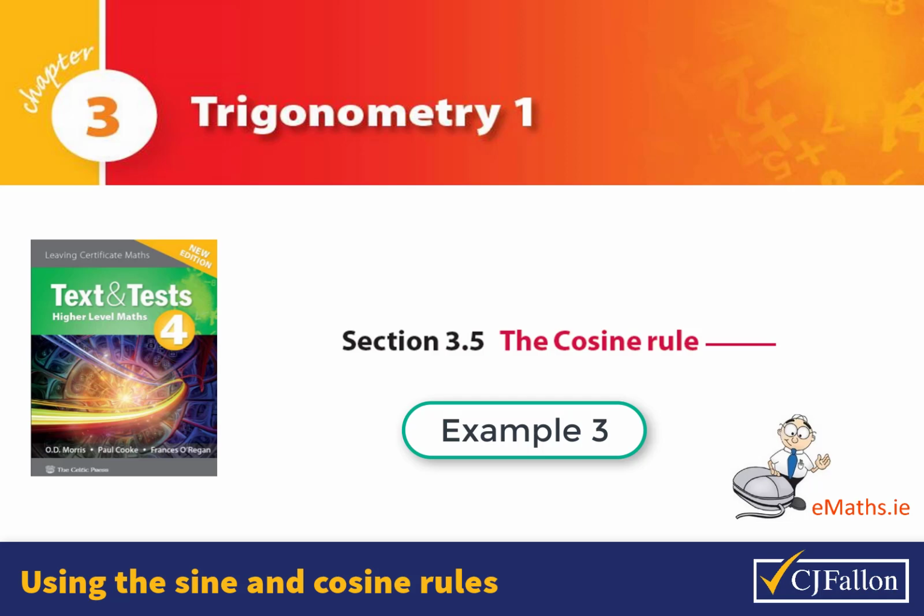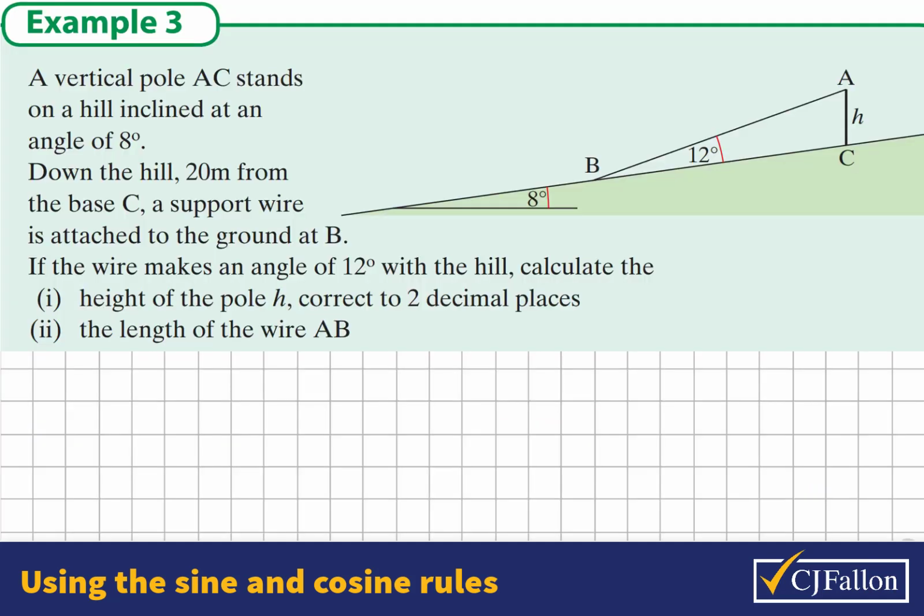In this example, we're going to solve a non-right angle triangle using both the sine and the cosine rules. So we're given a pole AC. It's standing on a hill that's inclined at an angle of 8 degrees. Down the hill, 20 meters from the base C, there is a support wire attached to the ground at B. If the wire makes an angle of 12 degrees with the hill, we're asked to calculate the height of the pole H and the length of the wire.